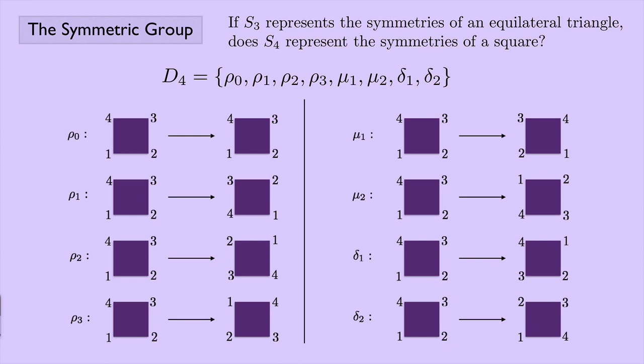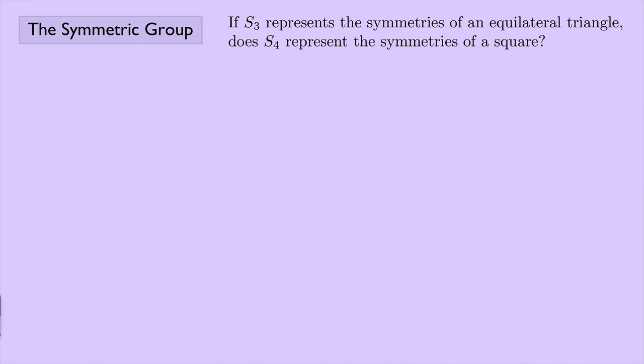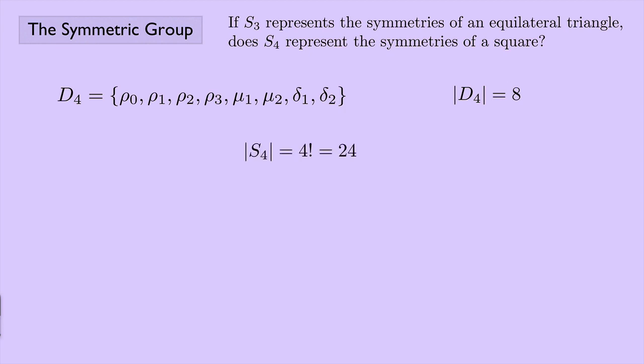If you notice, the 4 and 2 stay where they are, but the 1 and 3 swap places for delta 1. And for delta 2, it's the opposite way, where the 1 and 3 stay where they are, and the 2 and the 4 swap places. So D4 has 8 elements. But what about S4? S4, remember how this works. The order is 4 factorial, or 24. So already we see, no, this can't be right. The symmetries of a square, well, there's only 8 of them, and S4 has 24 elements.